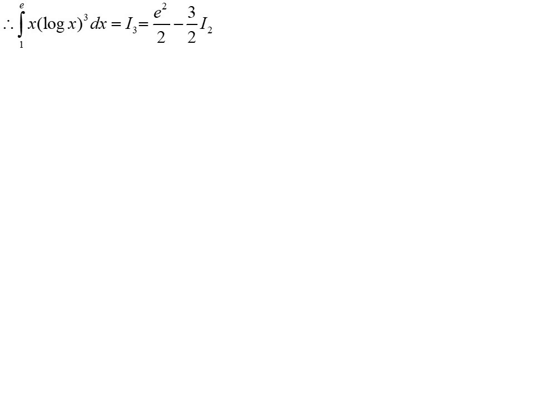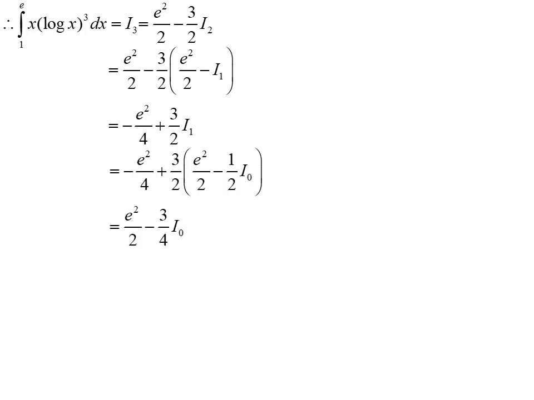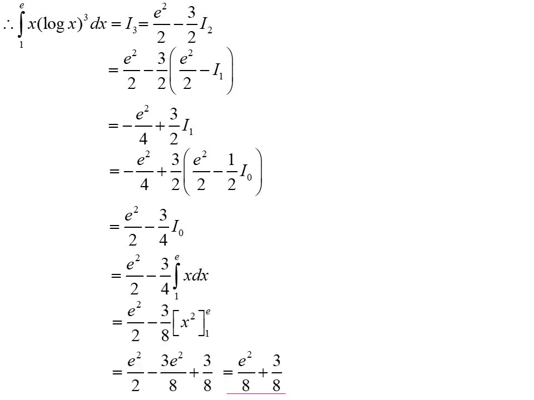Well, what would I_2 be? Well, that'll be e squared on 2 minus I_1. Well, what would I_1 be? Well, that would be e squared on 2 minus a half I_0. Now, I_0, once I get it down to 0, well, log x to the power of 0 is just 1, and I'm now just integrating x, and that's very simple to integrate. And we get our answer.